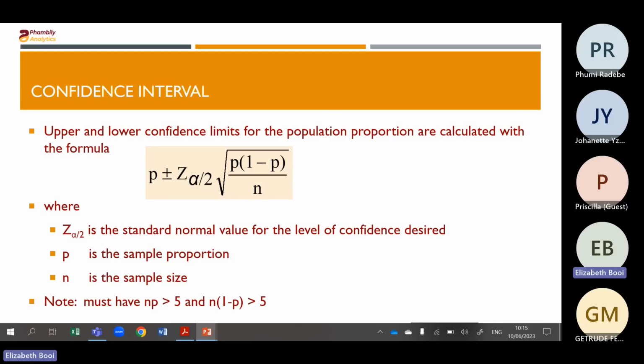Now, you must remember, for the proportion, we always use a Z table. So when we calculate the confidence interval for the mean and the population standard deviation is known, we use the Z table. Also, when we're calculating the confidence interval for the proportion, we use the Z table.